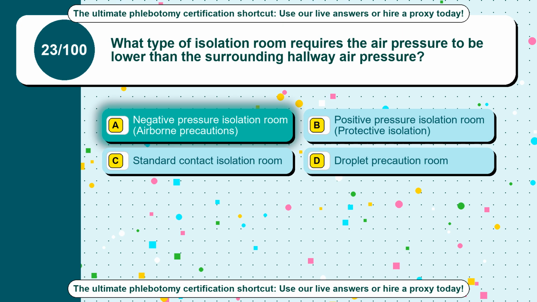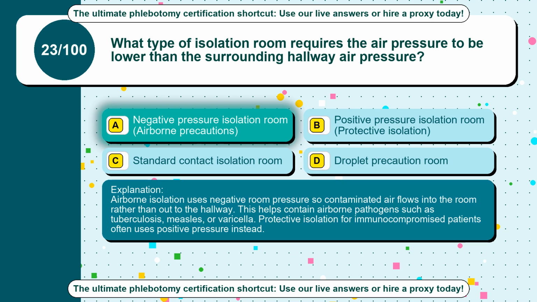The correct answer is option A, negative pressure isolation room, airborne precautions. Airborne isolation uses negative room pressure so contaminated air flows into the room rather than out to the hallway. This helps contain airborne pathogens such as tuberculosis, measles, or varicella. Protective isolation for immunocompromised patients often uses positive pressure instead.